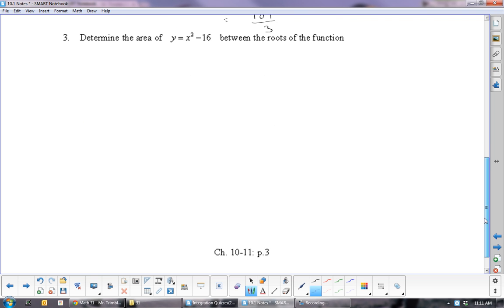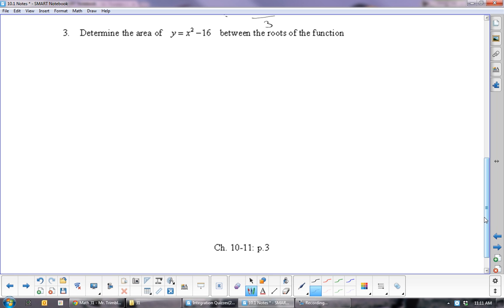Okay, it helps a lot to have a diagram on these so that you'll find that the graphs are not going to be that difficult. Okay, so we got x squared minus 16 is the next one. So negative 16 is down here, and it's going through. So this is negative 16. Now it says determine the area of this graph between the roots of the function. Okay, so we are doing this area right here. And remember, area is always to the x-axis.